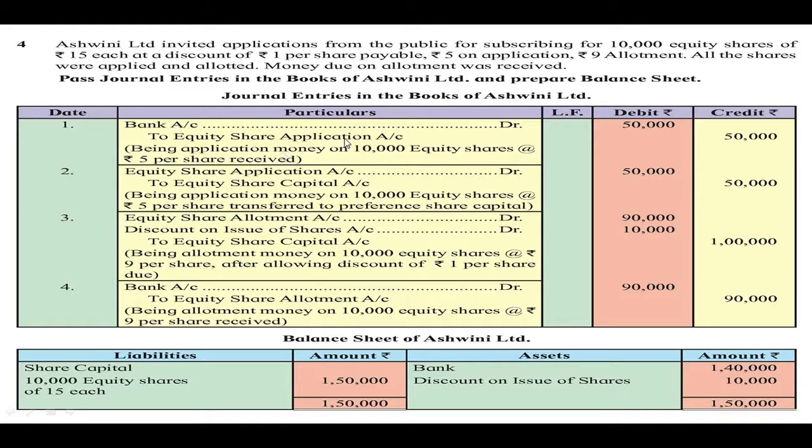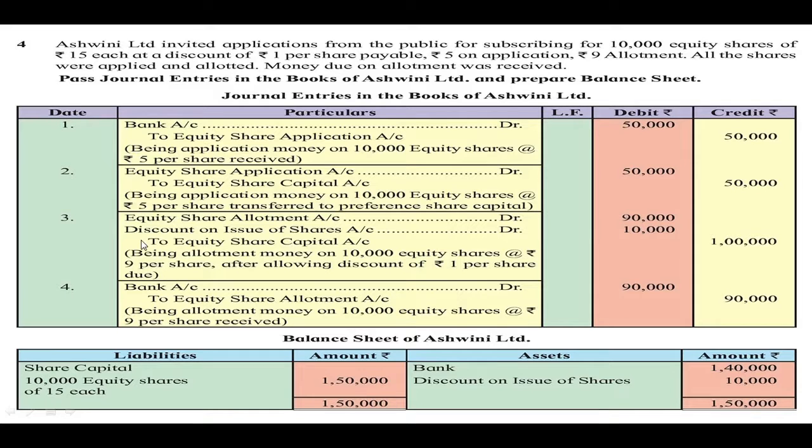At that time we have to pass the journal entry for the allotment of the shares. Now here the discount of rupees 1 is given to the shareholders and the allotment money is rupees 9 per share. So that is why we have to pass this entry, equity share allotment account debit rupees 90,000, that is 9 into 10,000 equity shares, so that comes to 90,000.